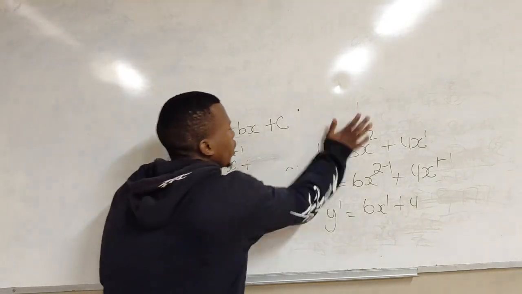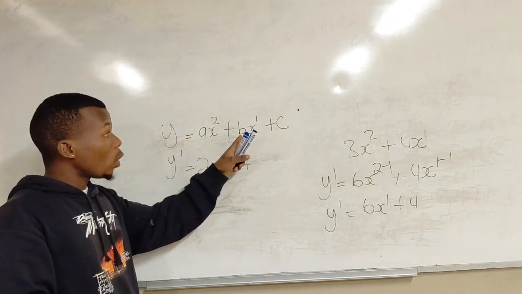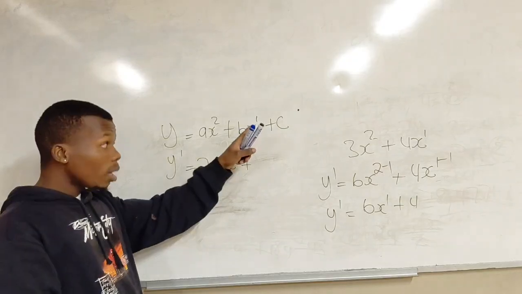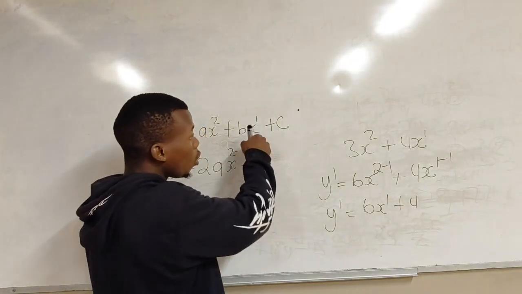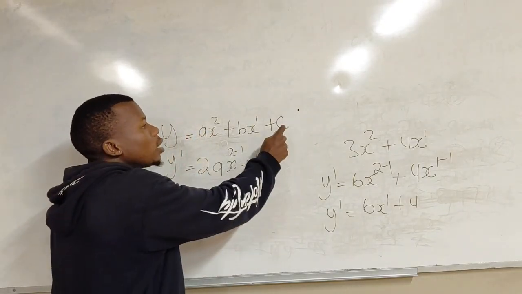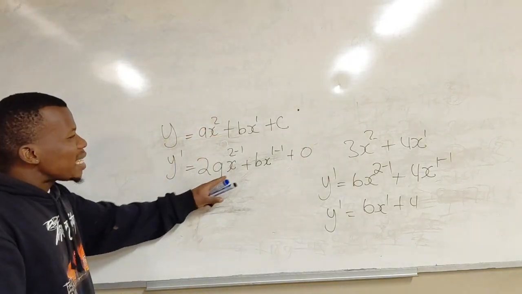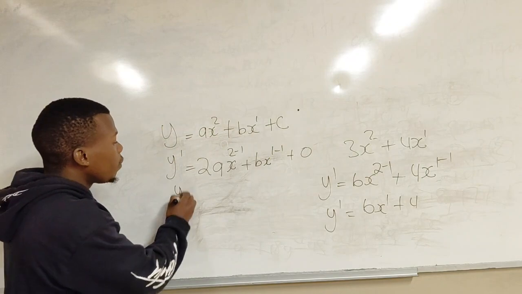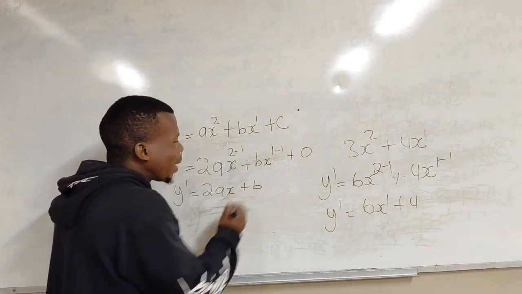Plus, let's check here. What is the value of the exponent? It is 1. What is the coefficient? It is b. Meaning I'm going to say 1 multiplied by b, which is bx to the power of 1 minus 1. When you derive, the constant is always equal to 0. Meaning here I have 0. If I simplify my equation here, I have y prime is equal to 2ax plus b.